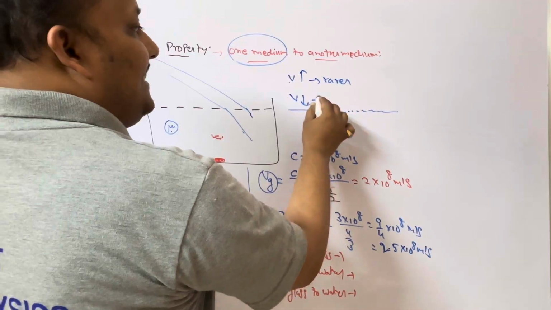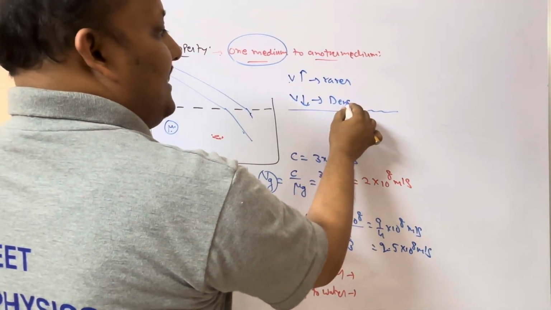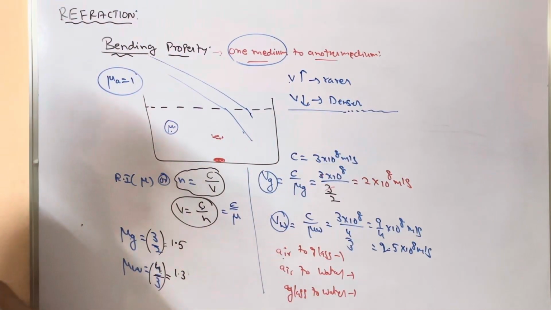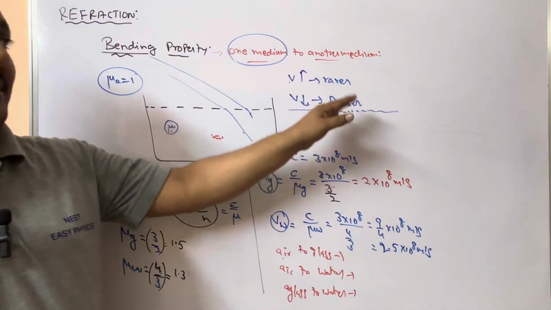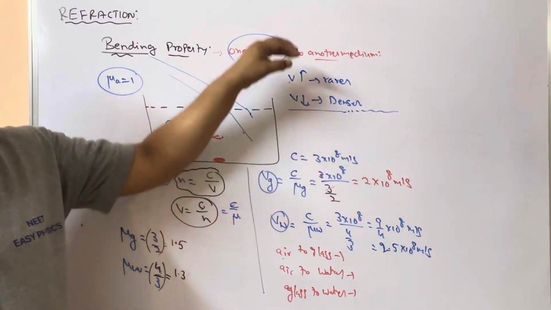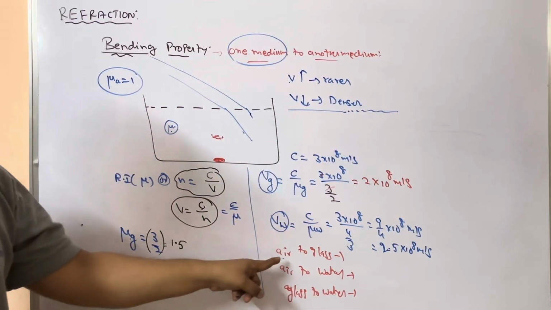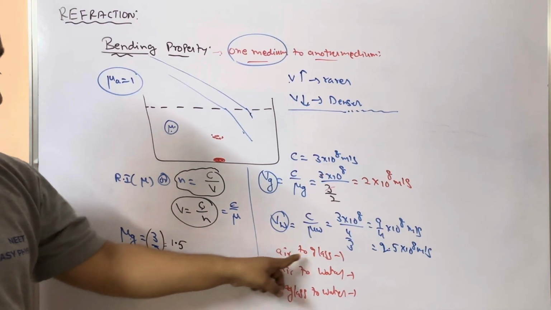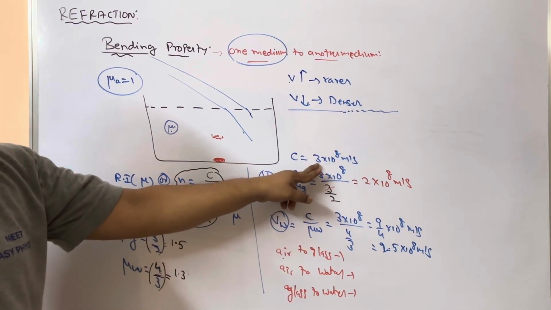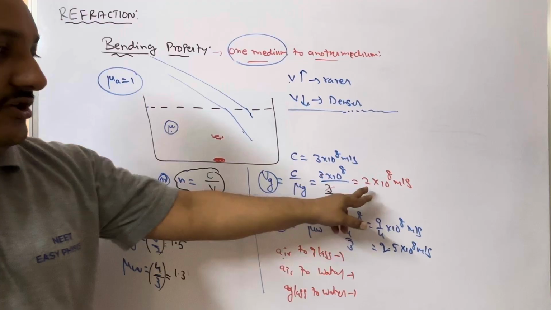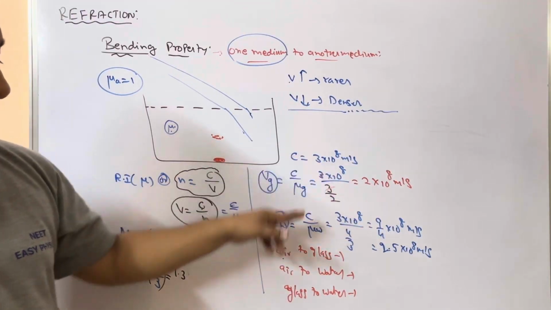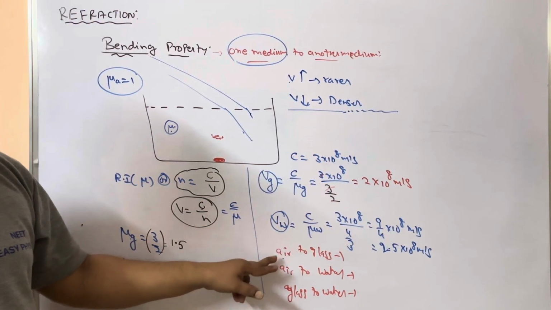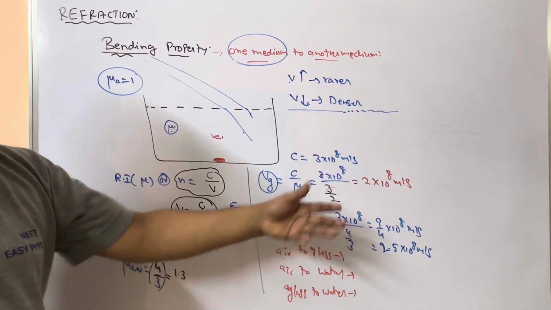Where velocity of light is less, that is called denser medium. So whenever light is traveling from one medium to another, rarer to denser, how will you say rarer and denser? Depending on its velocity of light. Air to glass. In air, 3 into 10 power 8. In glass, 2 into 10 power 8. So which is more? Air is more. Therefore, air is called rarer medium. Glass is called denser medium.